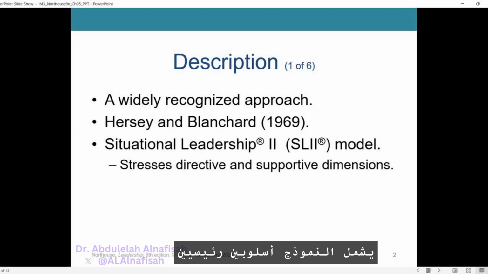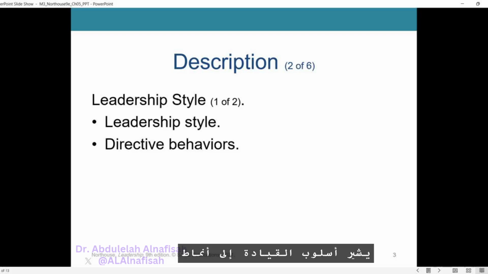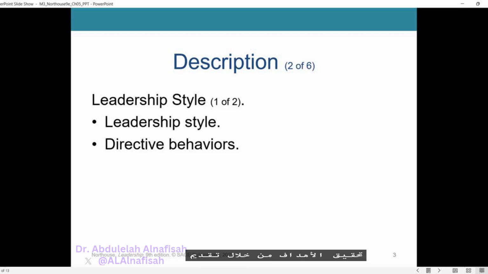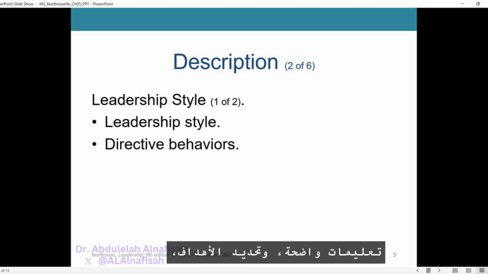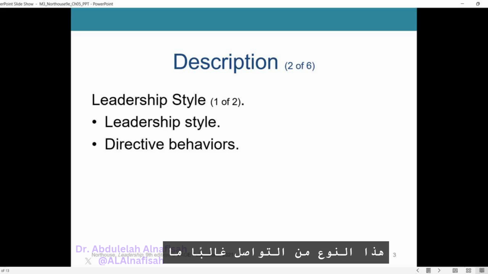The model encompasses two primary components: leadership style and the developmental level of followers. Leadership style refers to the behavior patterns of individuals attempting to influence others, encompassing both directive and supportive behaviors. Directive behaviors are focused on achieving goals by providing clear instructions, establishing objectives, setting timelines, and defining roles. This type of communication is often one-way and clarifies what needs to be done and who is responsible.